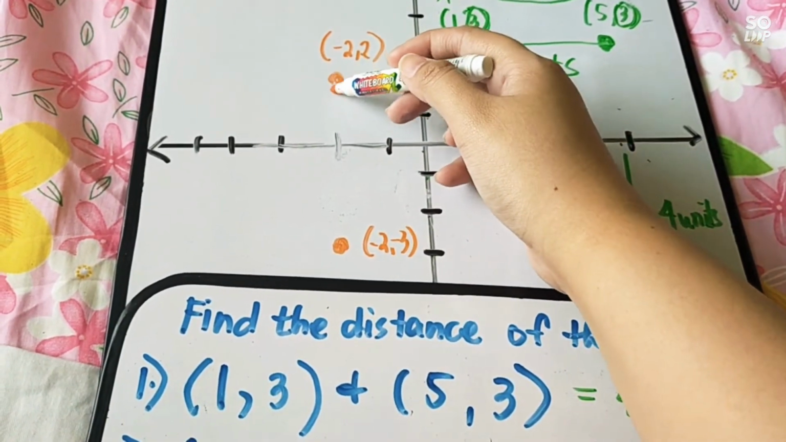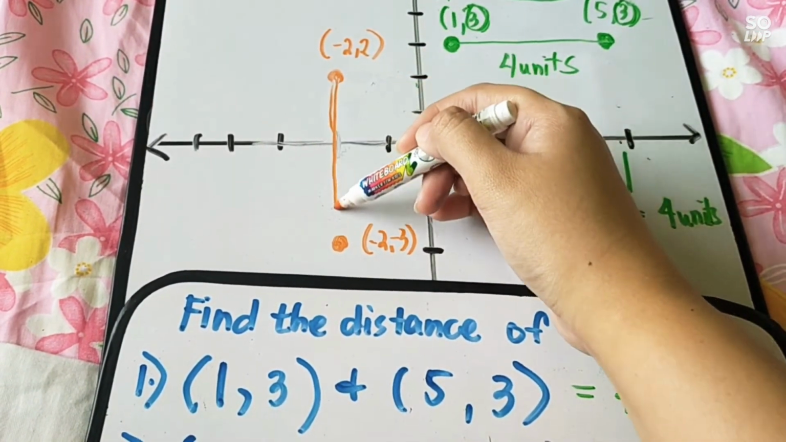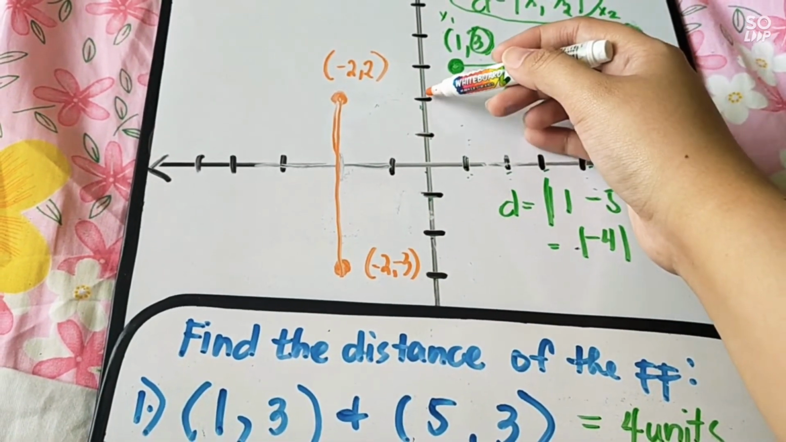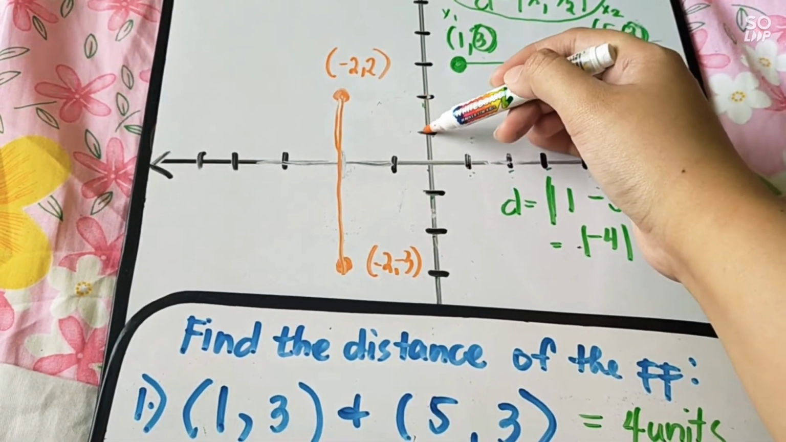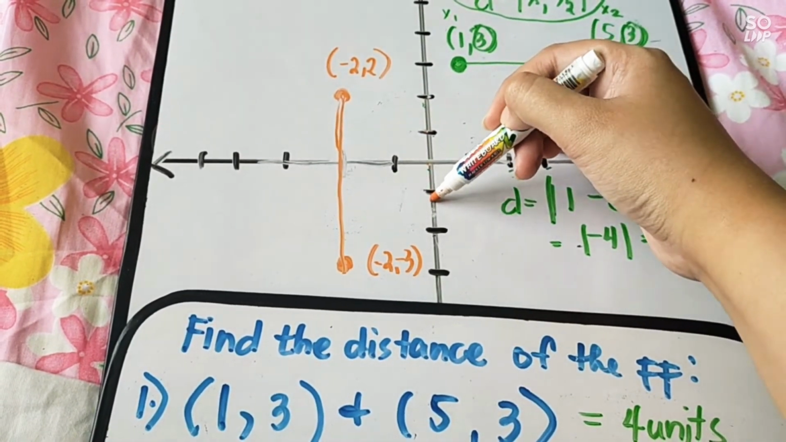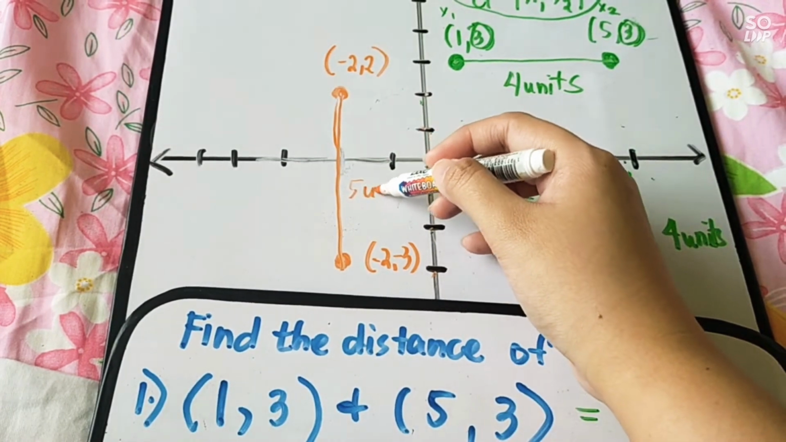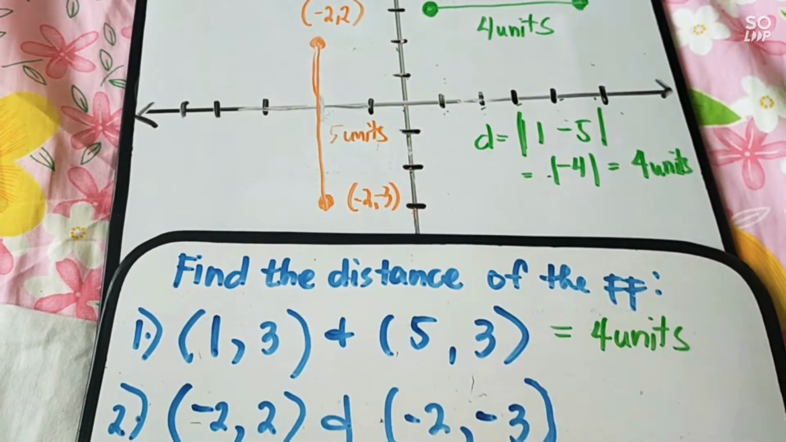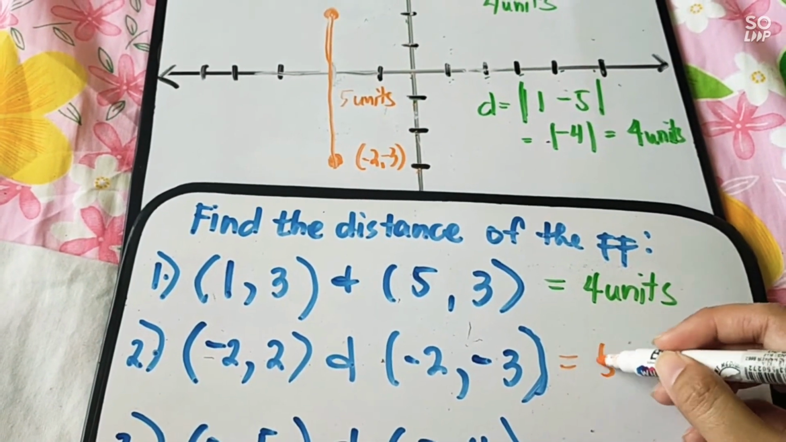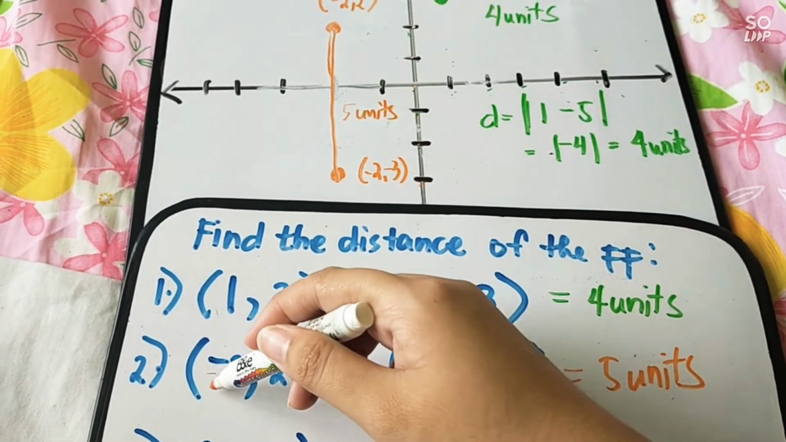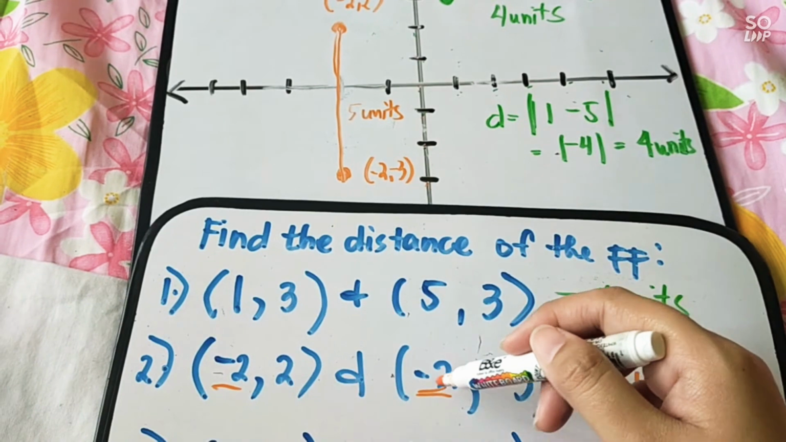So, we are going to find the distance of this line. Let's count using the Cartesian plane. From here, just count: 1, 2, 3, 4, 5. So, therefore, its distance is 5 units. As you can see, its x is the same.